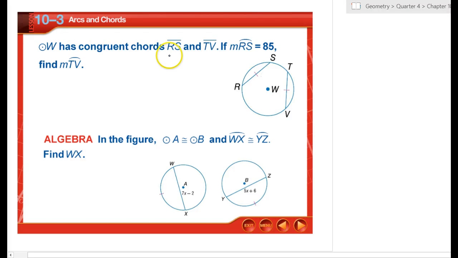So we know that circle W has congruent chords RS and TB. If the measurement of RS is 85, find the measurement of TB. I just gave you the answer by writing it down. But the chords are congruent, so that means the arcs are congruent. So then the measurement of TB is 85 also.